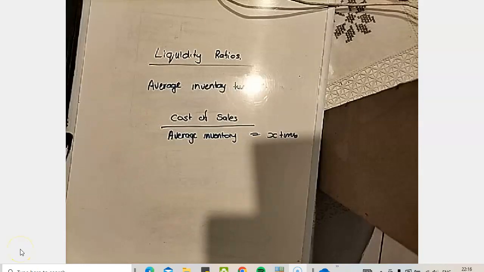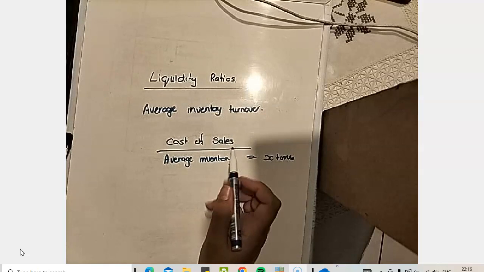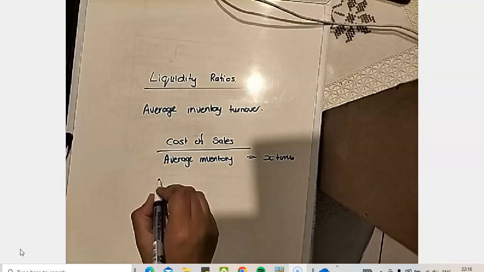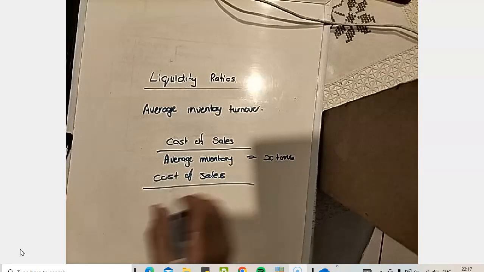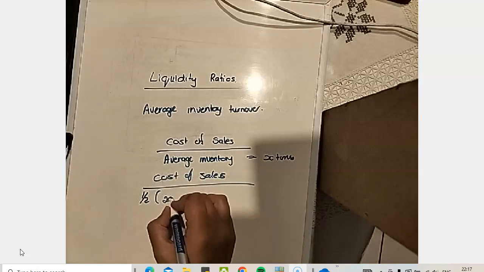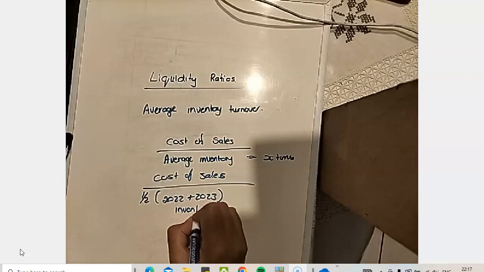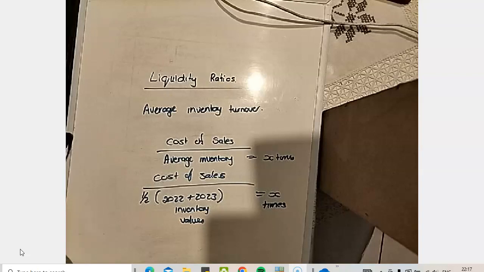Okay, the last ratio we're going to look at will be your average inventory turnover. It will be your cost of sales over your average inventory, and then it equals a certain number of times you're going to order. So it will be cost of sales over a half times your 2022 plus your 2023 inventory values, and that will equal how many times you're going to order your stock. I hope that there's a bit more clarity on this section and that you understand it a lot more.